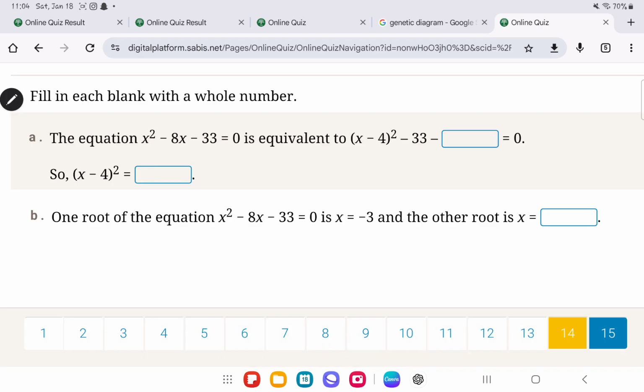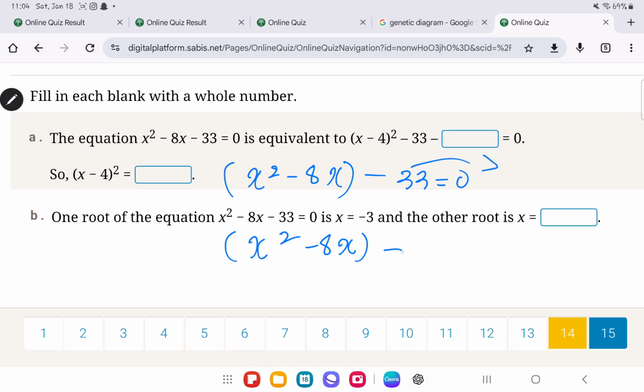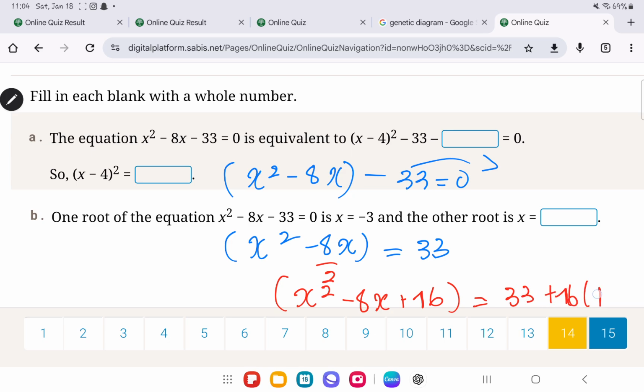Moving on to question number 14. This we have done before, so I will just do it quickly. x squared minus 8x minus 33 equals 0. Move this to the other side. So x squared minus 8x is equal to 33. Then divide by 2, then put the square. So we're going to get x squared minus 8x plus 16 is equal to 33 plus 16, but however it is times what? Times 1.